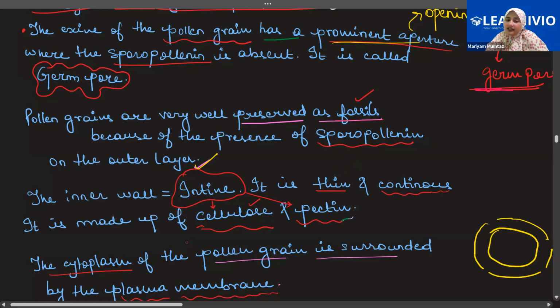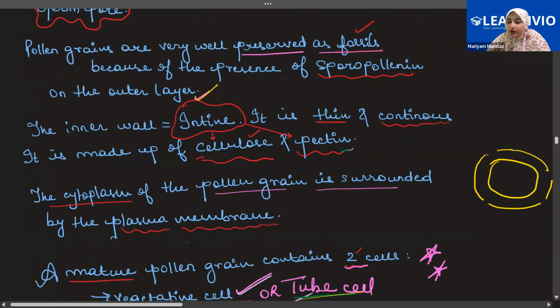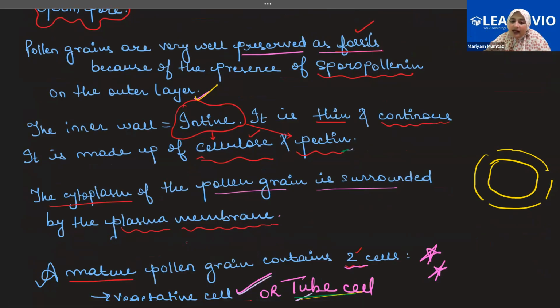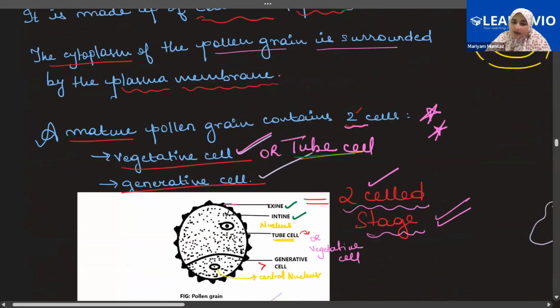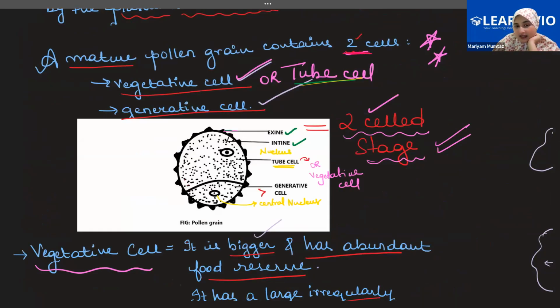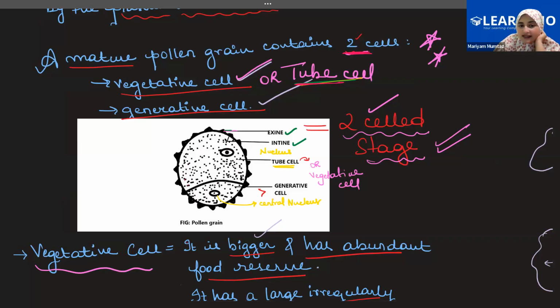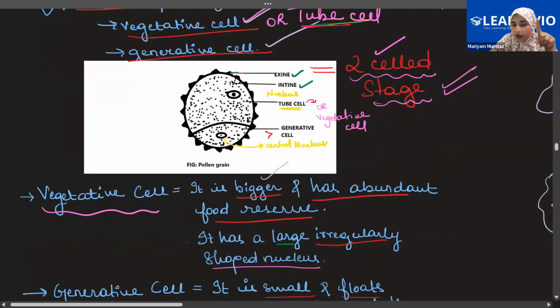Then the innermost layer is the intine, and it is continuous. It has no gaps, and it is made up of cellulose and pectin, two things. The cytoplasm of the pollen grain is surrounded by the plasma membrane. And see, once the pollen grain is mature, it has two cells in it. This bigger cell you see, this whole entire thing, is called the vegetative cell or the tube cell, whereas the smaller one is called the generative cell, and it floats in the cytoplasm of the vegetative cell. So two cell stage. These are two cells in one pollen grain.